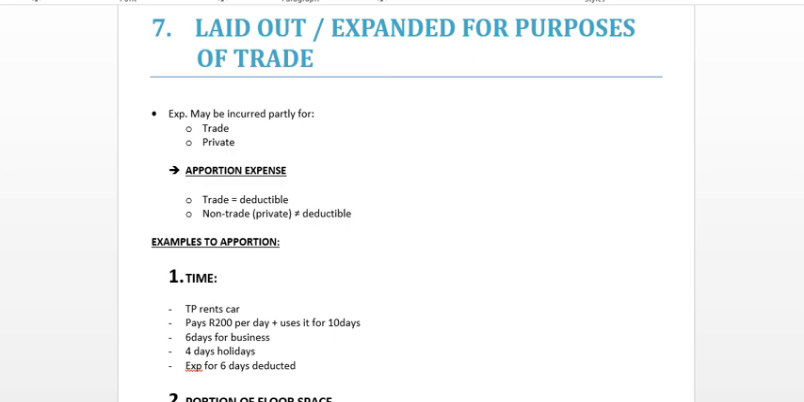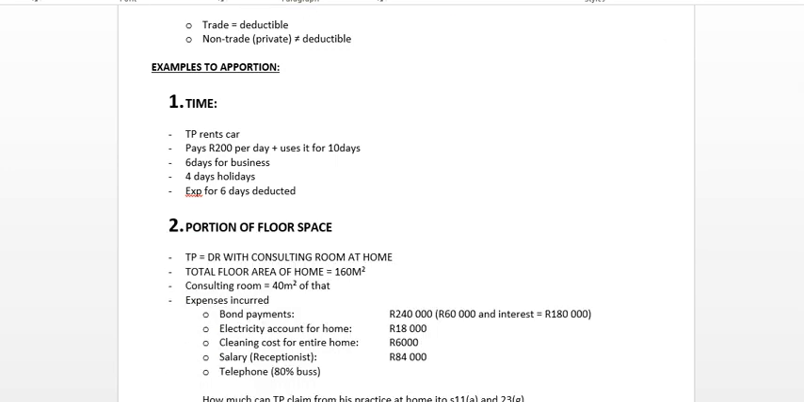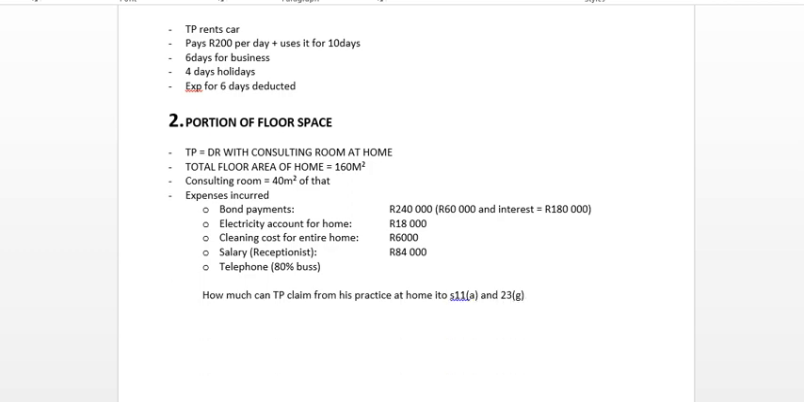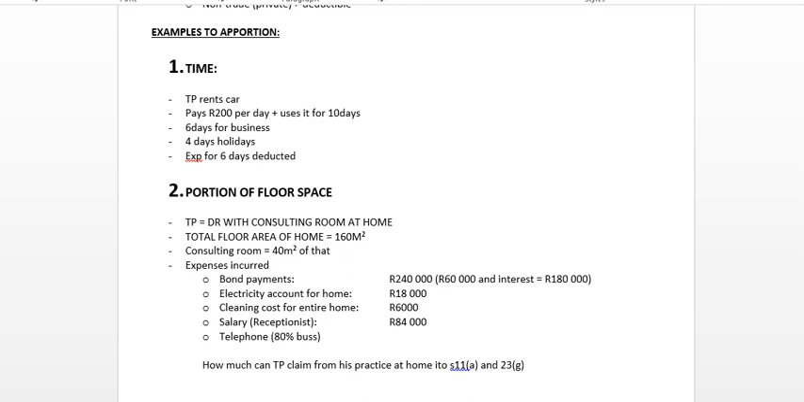Okay, so yeah, that's just exactly what I said here. So a portion of floor space, that's what I just went through. So bond payments. Okay, so if we just look at this example, it says the total floor area of a home is 160 square meters. 40 square meters is a consulting room. So for the bond payment, you may deduct 60% of the bond payments each year. Electricity, 18,000 times 40 over 160. So yeah, you just need to go through it.